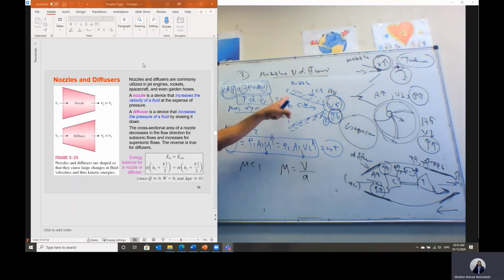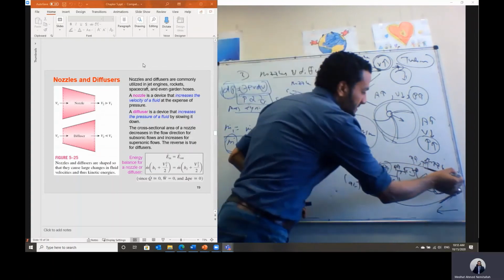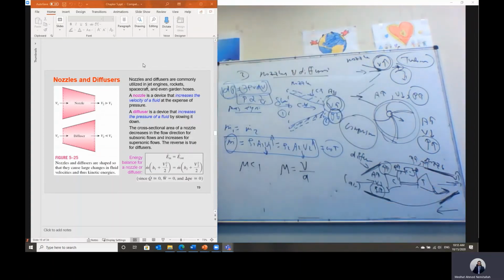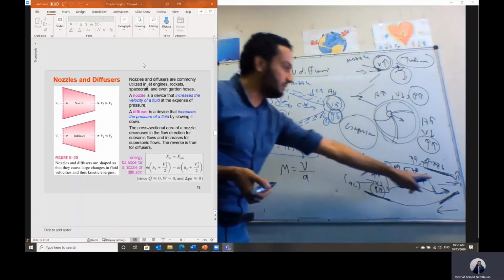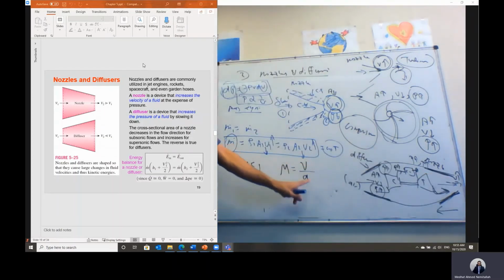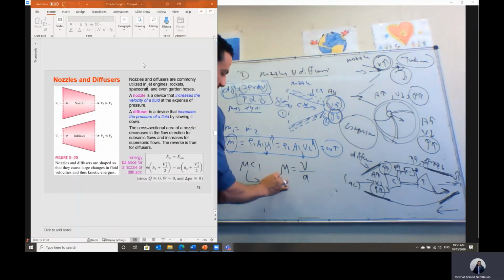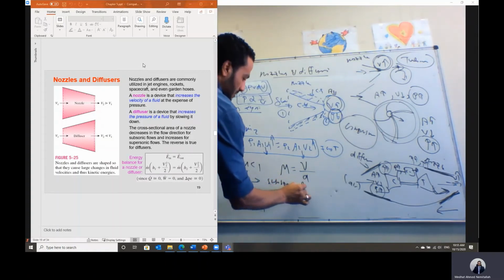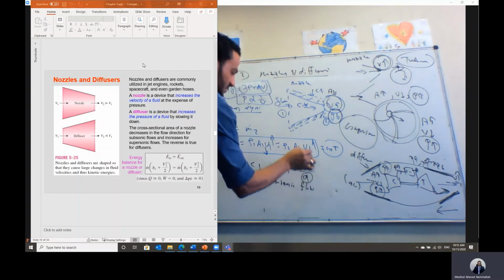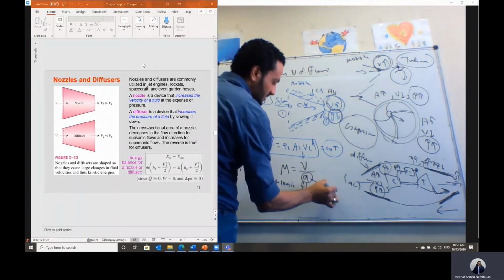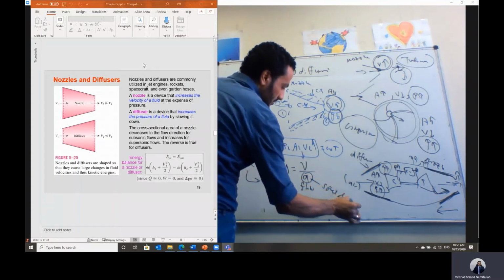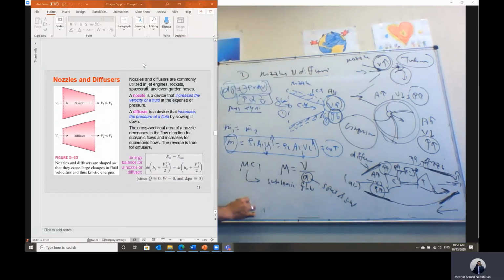Okay? In the case of a nozzle, look at this nozzle, this is only a convergent nozzle or subsonic nozzle. Usually the flow leaving this nozzle has a velocity less than the speed of sound. So if Mach number is less than 1, we call it subsonic flow. It has a velocity less than the speed of sound. But in the case of supersonic, Mach number is greater than 1.